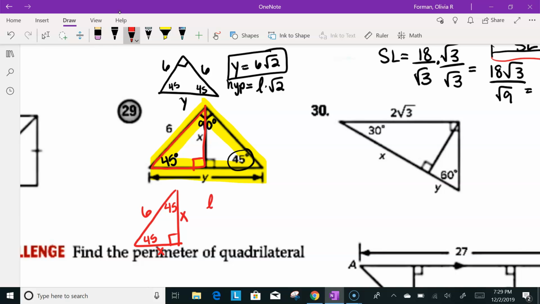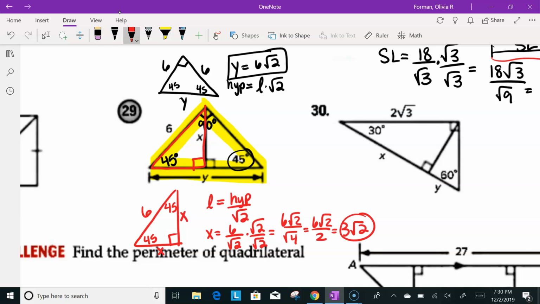So to find our leg, when we know our hypotenuse, we take the hypotenuse divided by the square root of 2. So to find x, we're taking 6 divided by the square root of 2. Rationalize that. So we get 6 square root of 2 divided by square root of 4. 6 square root of 2 divided by 2, which gives us 3 square root of 2. That's our answer for what x is equal to, or what that leg is equal to. Okay, so 3 square root of 2.